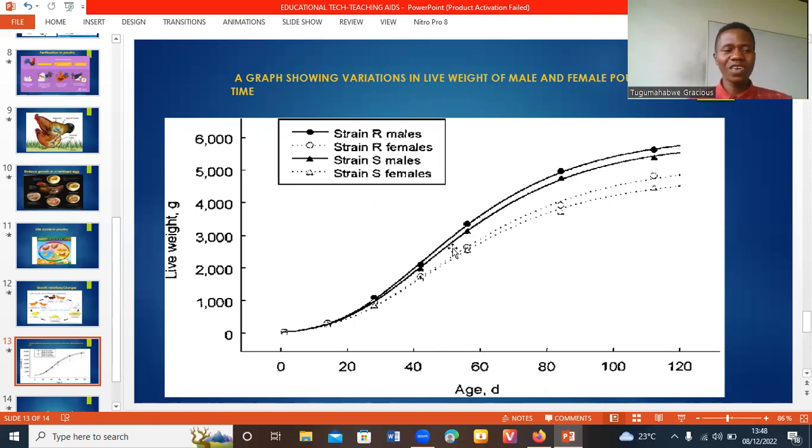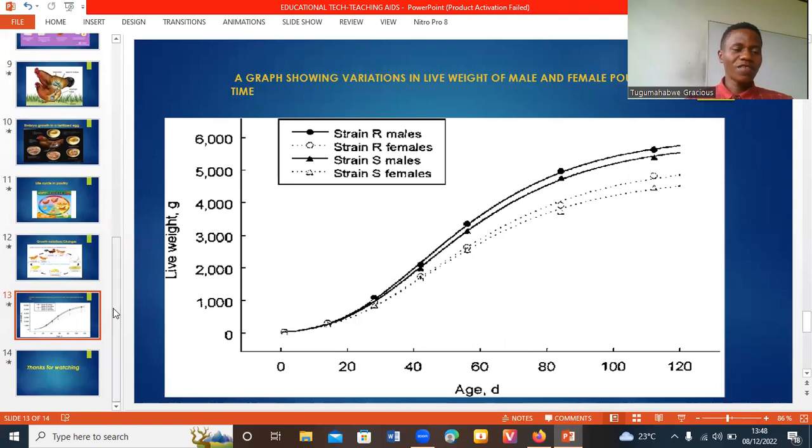A student will understand how live weight is and how different poultry can differ. So these are my visual aids that I can use in the classroom environment to explain the key terms within this topic about poultry farming.